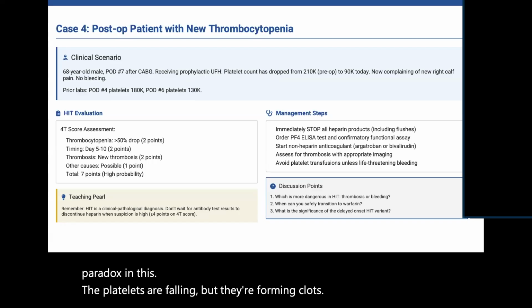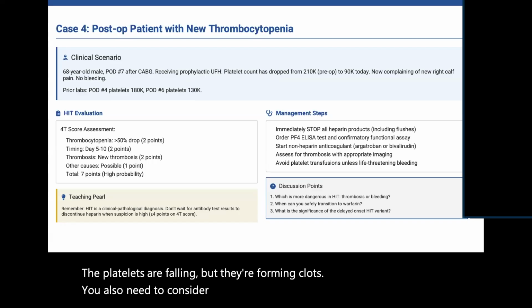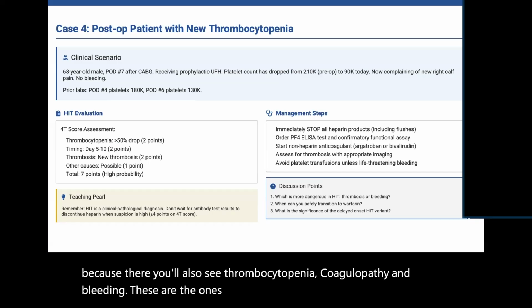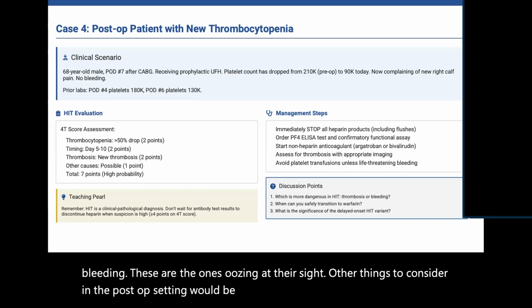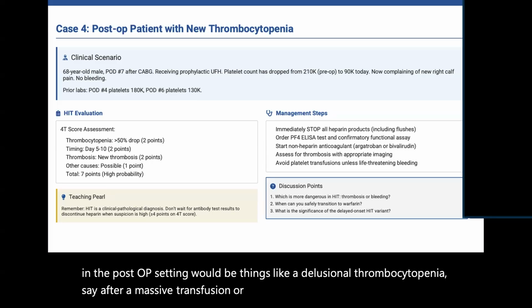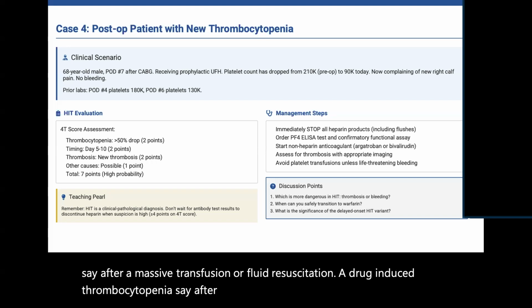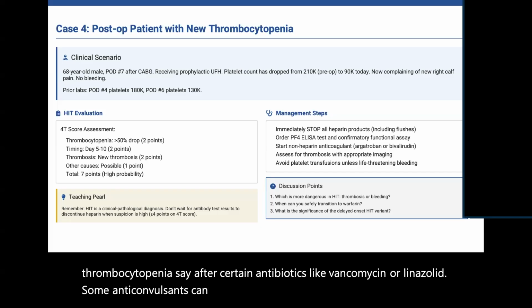You also need to consider sepsis and DIC, which is a consumptive process, because there you'll also see thrombocytopenia, coagulopathy, and bleeding. These are the ones oozing at their sites. Other things to consider in the post-op setting would be a dilutional thrombocytopenia, say after a massive transfusion or fluid resuscitation. A drug-induced thrombocytopenia, say after certain antibiotics like vancomycin or linezolid. Some anticonvulsants can also drive down platelets.